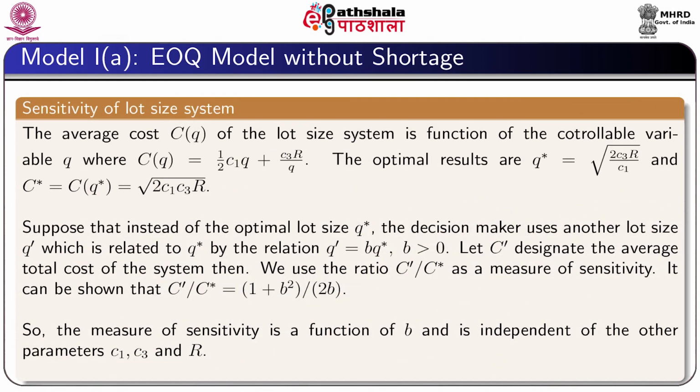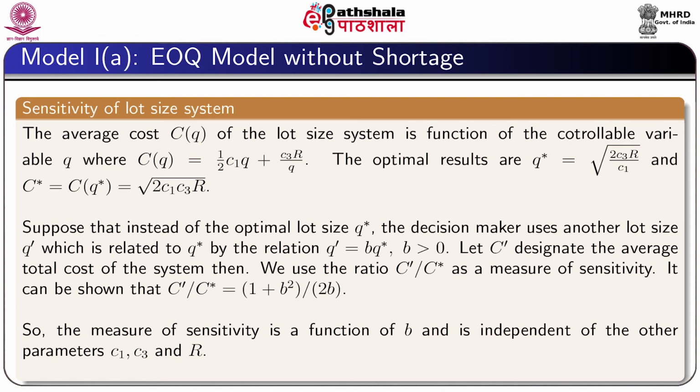Let us now study the sensitivity of the lot size system. The average cost CQ of the lot size system is a function of the control variable Q, where CQ equal to half C1Q plus C3R by Q. And the optimal results we have already obtained: Q star equal to root over 2 C3R by C1, and the minimum cost C star is equal to root over 2 C1 C3 into R.